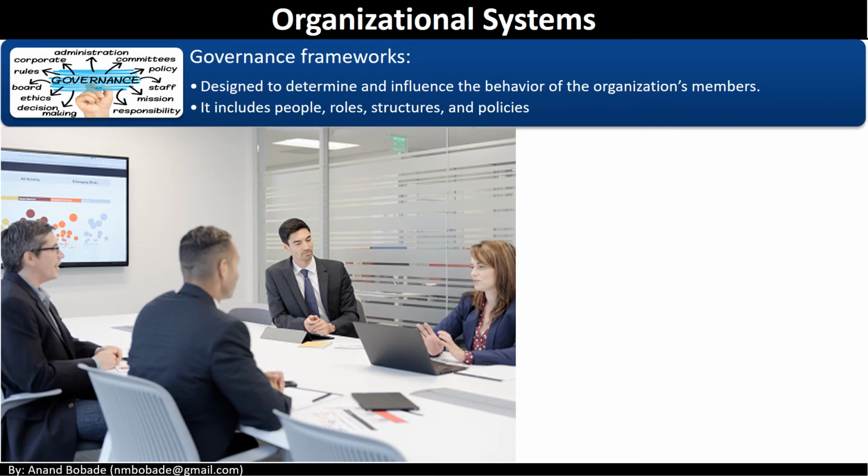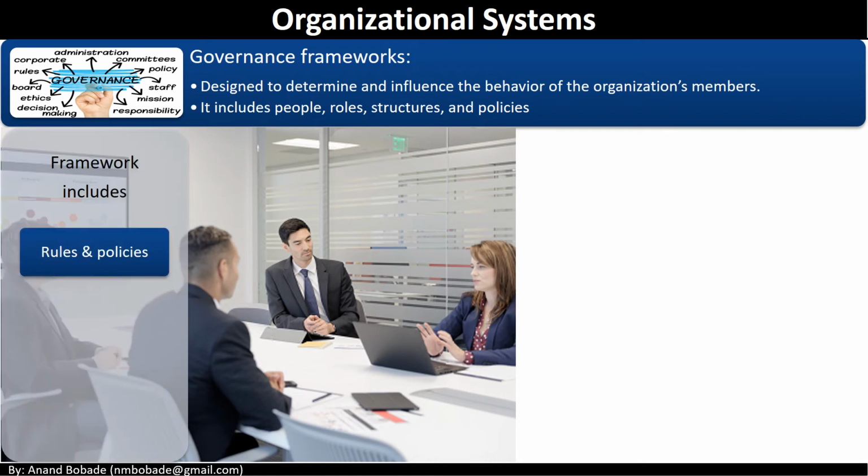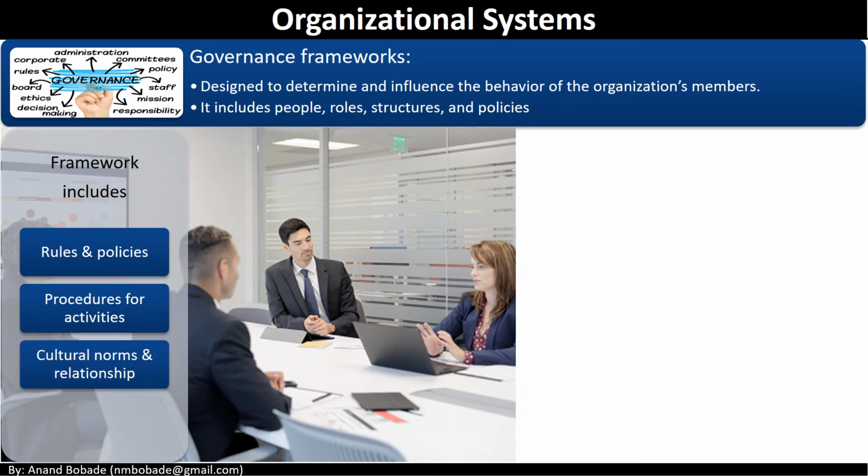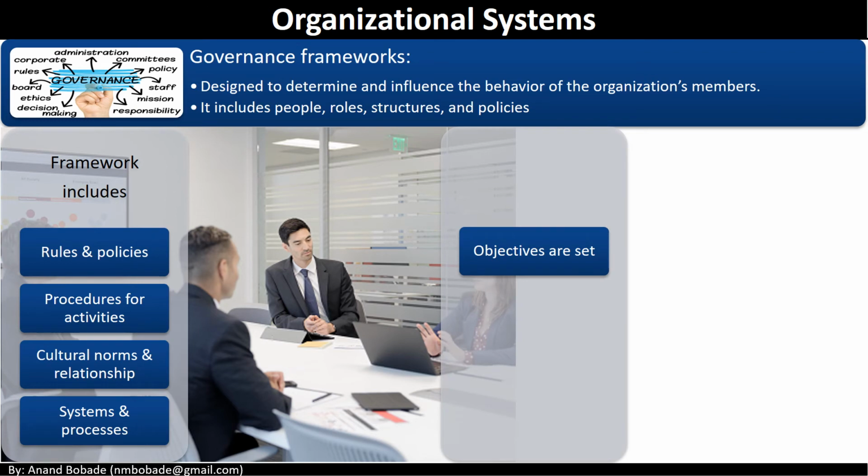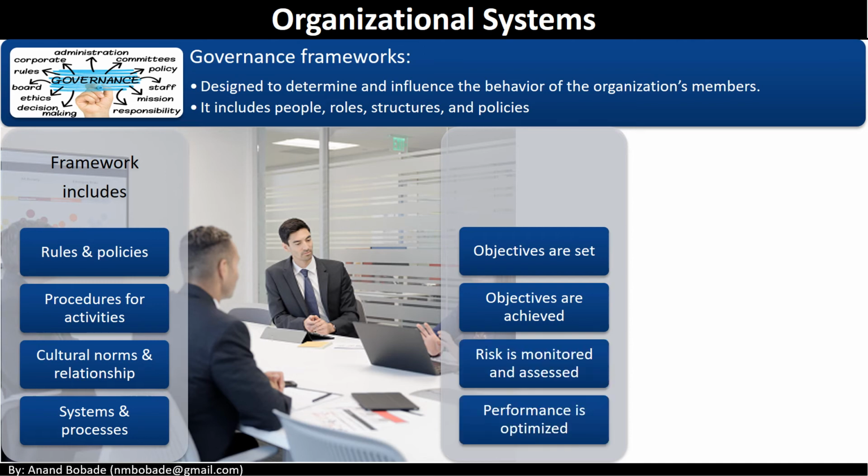Governance framework includes rules and policies, procedures for activities, cultural norms and relationships, systems and processes, setting objectives, ensuring that objectives are achieved, risks are monitored and assessed, and performance is optimized. So all this will help the organization to have an effective and efficient governance mechanism.